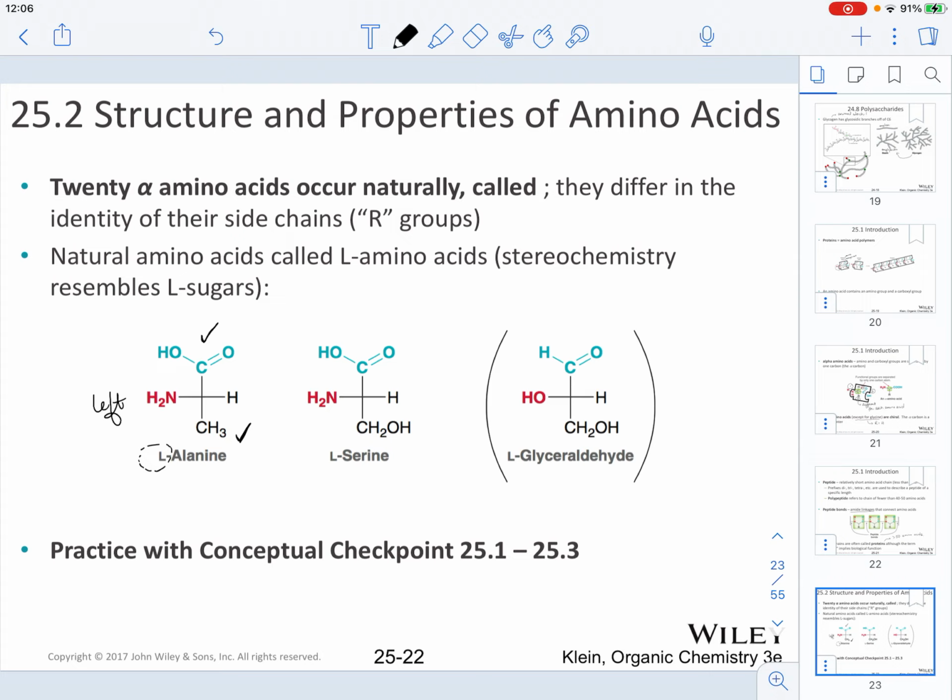If you are a student that as part of your diet regimen takes amino acids, you will see that the bottle will say L and then the name of the amino acid.